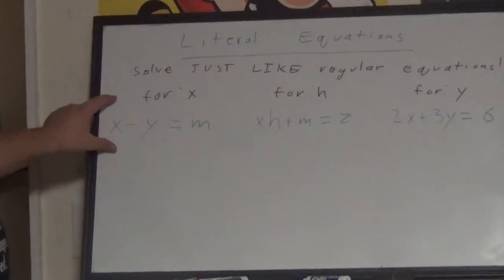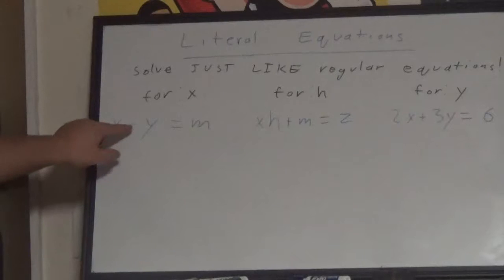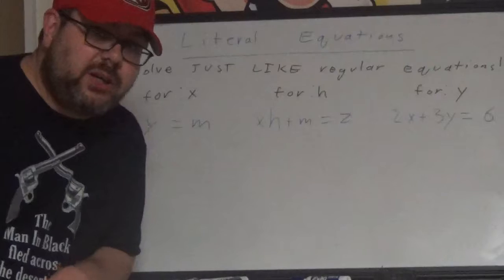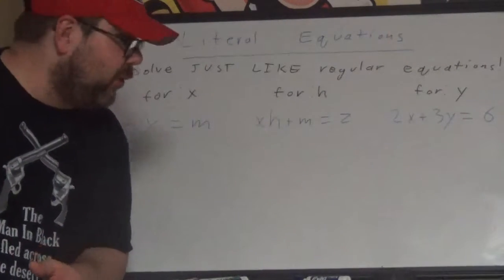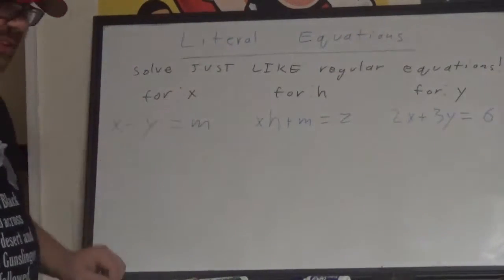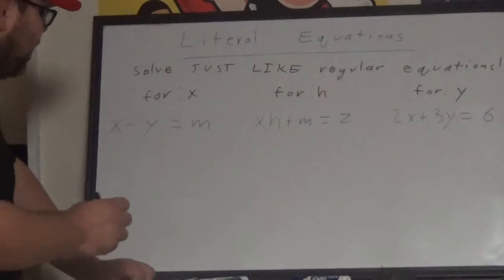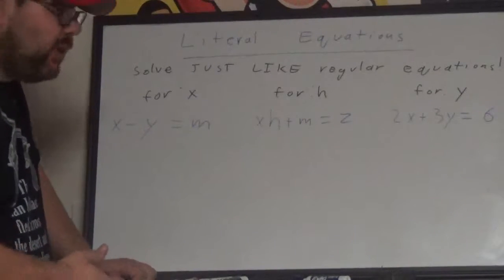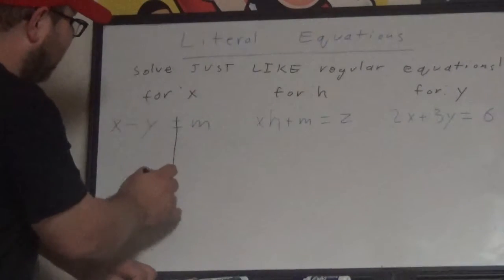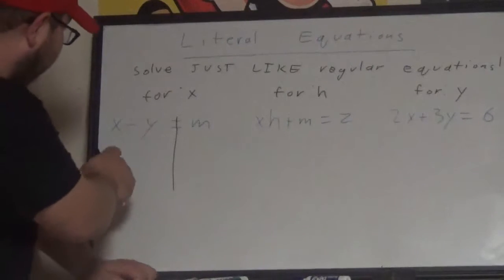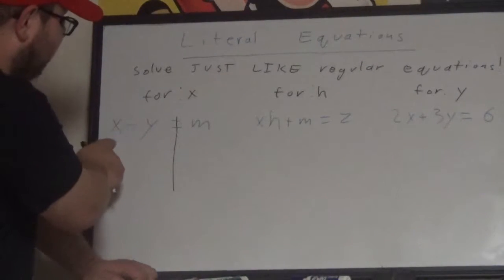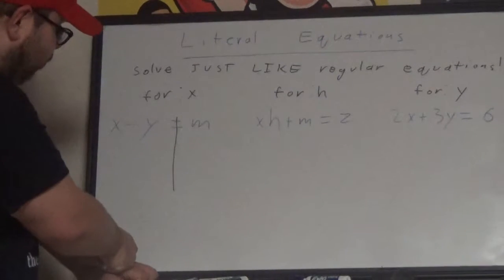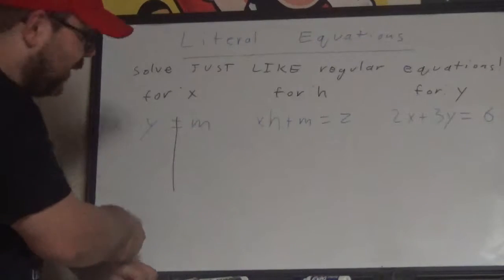First one we have is this one. It says x minus y equals m. And every time you're given a literal equation, it will tell you which variable you're solving for. This one says for x. So we're solving for x. So just like with a regular equation, we want to get x by itself. I'm going to start by drawing a line down the middle of the equal sign. I'm going to look at what operations are taking place with x. We have minus y. So we're going to take the opposite of minus y, which is plus y.